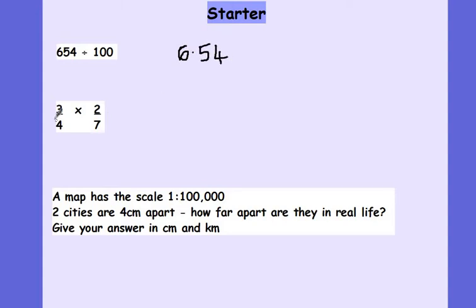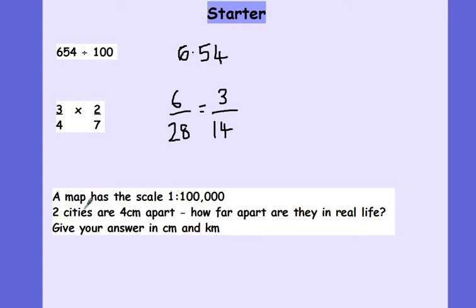When multiplying fractions, we multiply across the top and multiply across the bottom. So Josh, what's 3 times 2? 6, thank you, that goes on the top. And Rowan, what's 4 times 7? 28, brilliant. We can simplify that by dividing top and bottom by 2, which simplifies to 3/14.